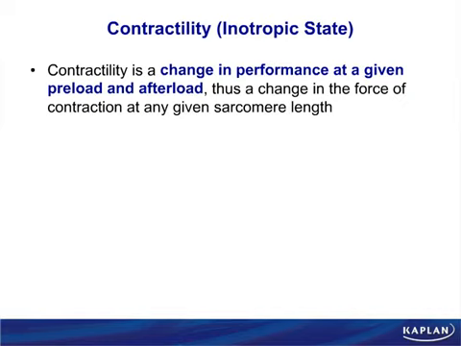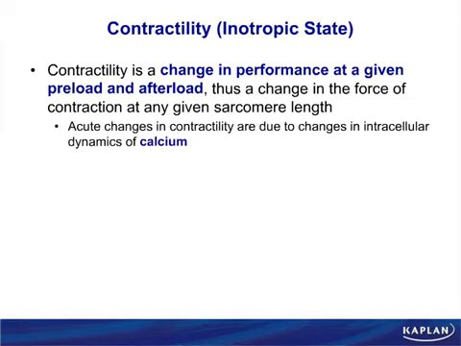Again, preload influences the length. So contractility, or in other words, inotropic state, is a change in the performance that is independent of Frank-Starling. So in other words, a change in performance at a given preload and afterload. What's going to change the inotropic state physiologically? A big one is, as we indicated before, calcium. Give more calcium, more cross-bridge cycling, greater force of contraction. So acute changes in contractility are due to changes in the intracellular dynamics of calcium.